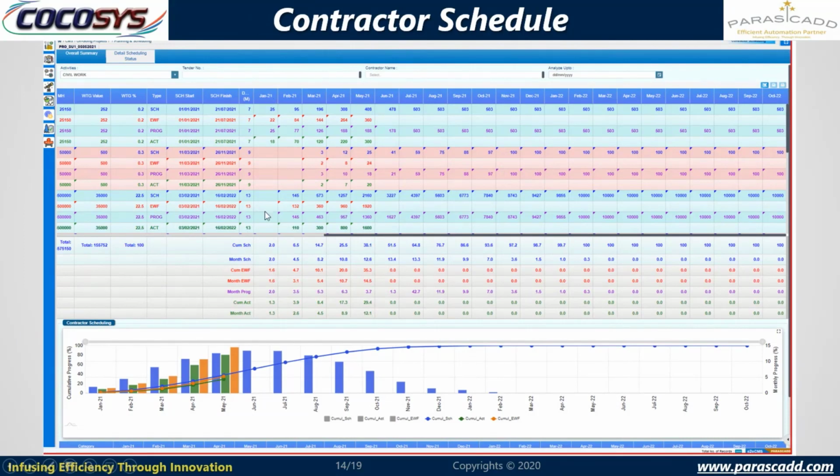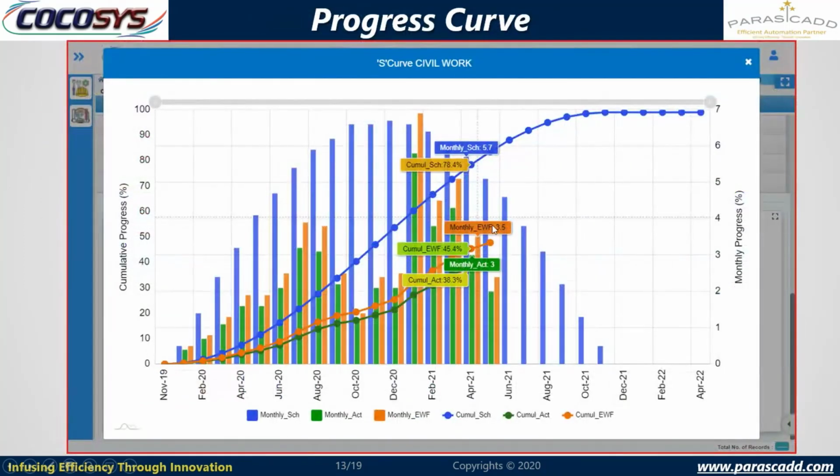Cumulative schedule for Jan month is 2, cumulative actual is 1.3. For Feb, my schedule is 6.5 and cumulative actual is 3.9%. Also, it's showing the S-curve charts here. So this is the progress curve chart.